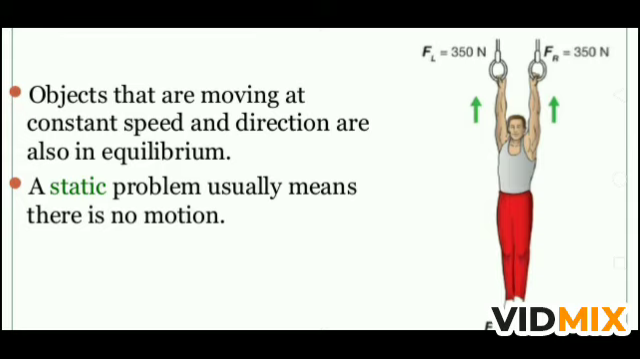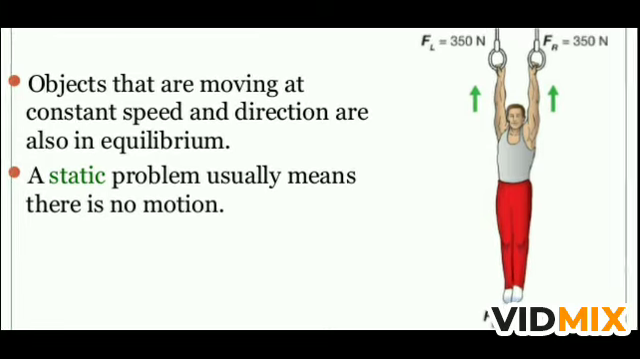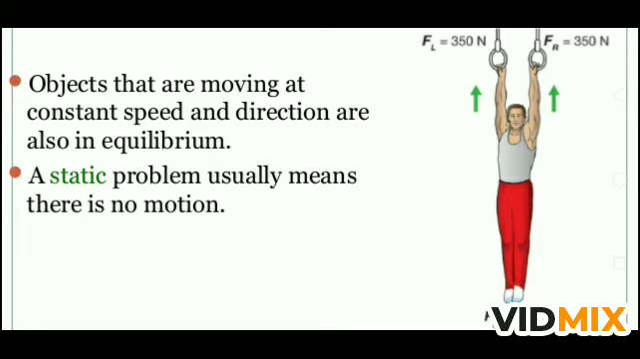If you see here, the person is hanging on the bar, and the total weight is acting downward and the force is acting in the upward direction. If you add and subtract, you will get zero net force. So we can say the body is in static equilibrium.